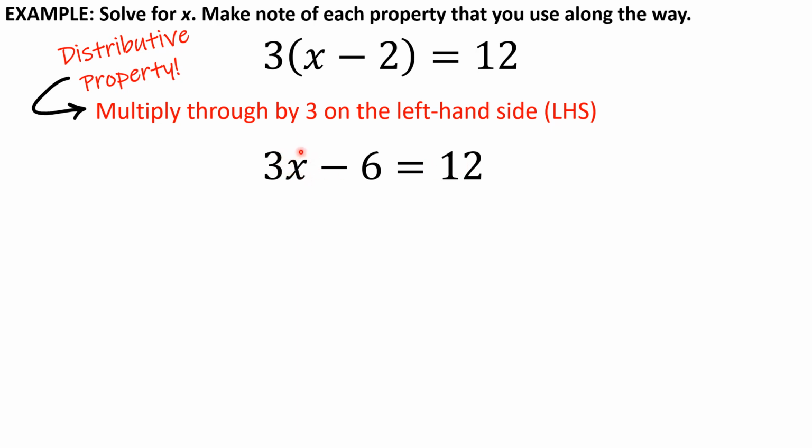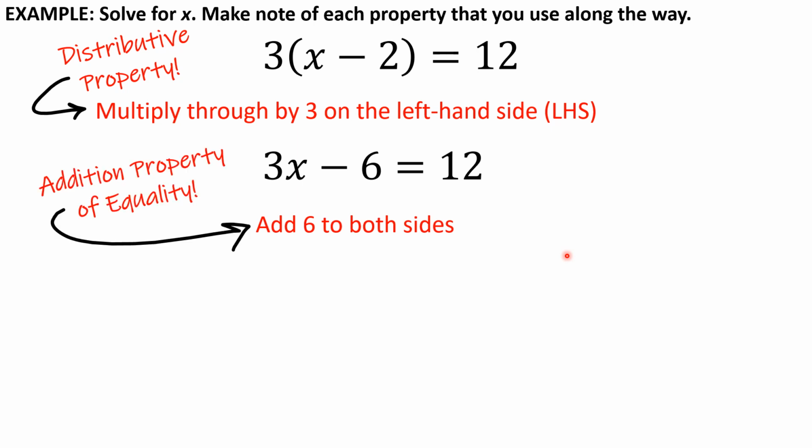Now here's what we're working with, 3x minus 6 equals 12. We're trying to solve for x, so let's move that 6 over. We're going to add 6 to both sides. We're allowed to add 6 to both sides because of the addition property of equality. It says if you're adding the same value to both sides, that equality still holds. So if we add 6 to both sides, we get 3x equals 18.